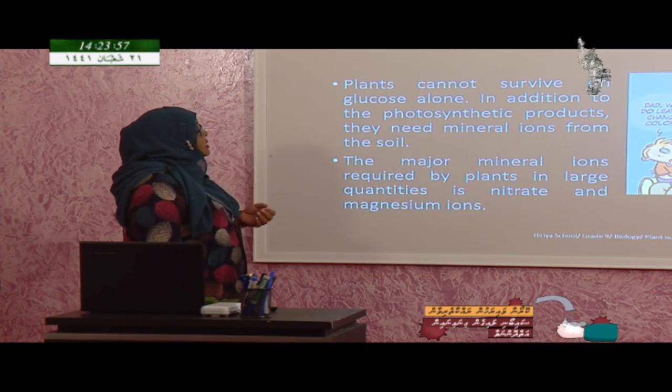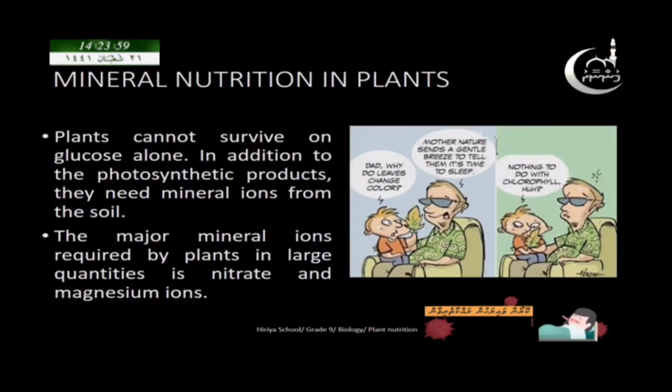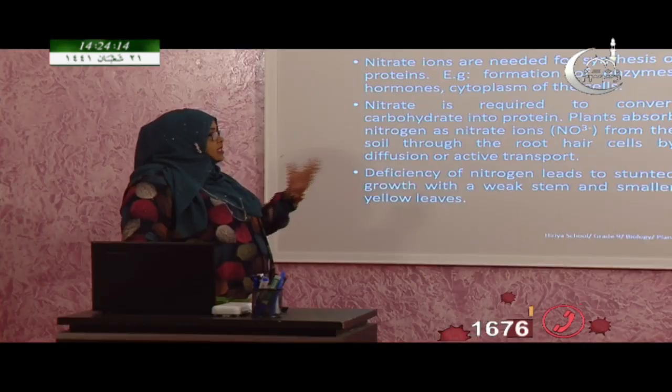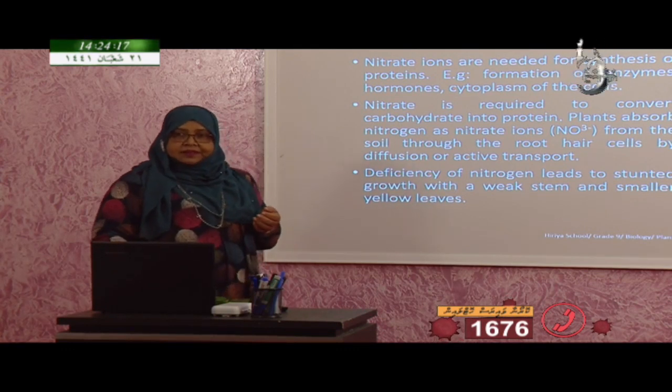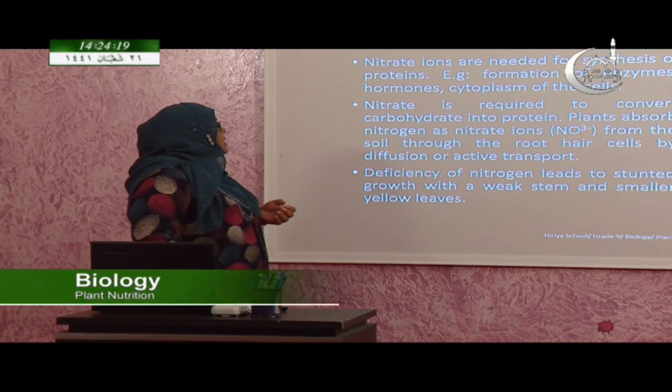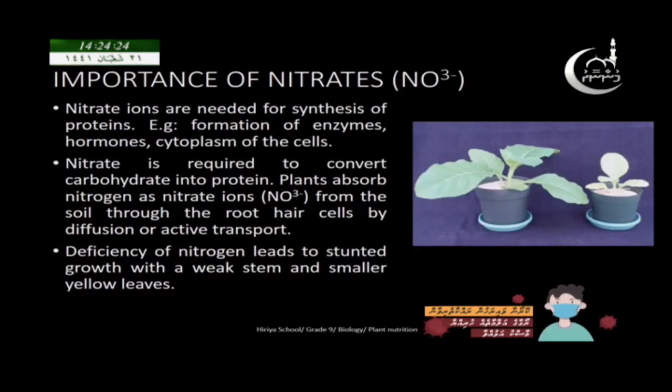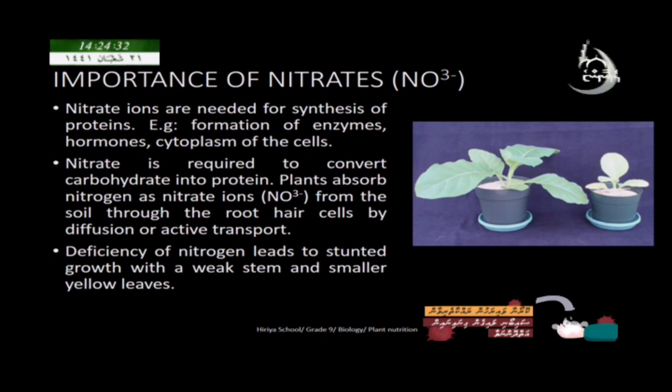Let us go through the mineral nutrition in plants. Basically there are a lot of nutrients, but plants mainly need 2 macronutrients, that is nitrate ions as well as magnesium. Nitrate ions are very important. Why? I have discussed earlier. Any idea? Remember? Nitrate ions are mainly absorbed from the soil by the root hair cells, and transported, and they combine with the carbohydrate which is formed during photosynthesis, and form proteins or amino acids.